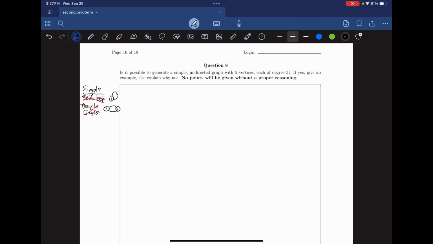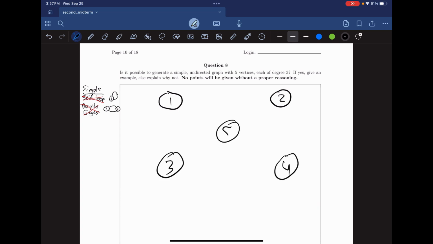So the question says, is it possible to generate a simple undirected graph with 5 vertices, each of degree 3? So let's draw out our graph. We know that we need 5 vertices in it: 1, 2, 3, 4, 5. When you see a question like this, I think the easiest thing to do is just to attempt it. We've got 5 vertices, and we want each of them to have degree 3. So let's just try to make this graph have 5 vertices of degree 3.